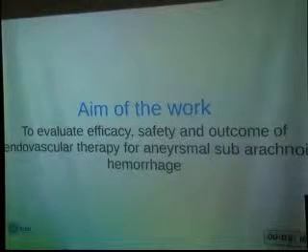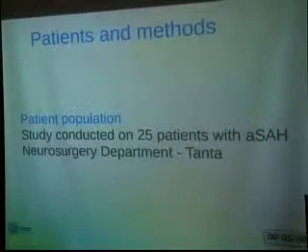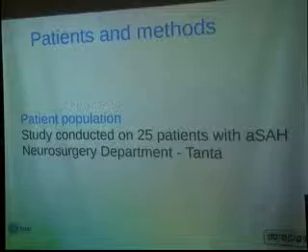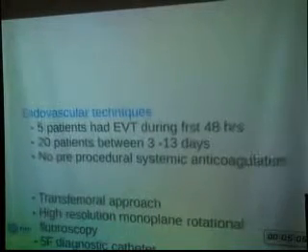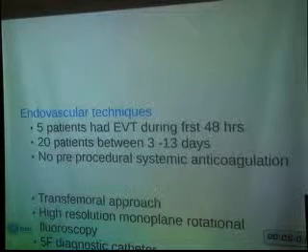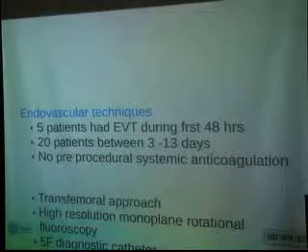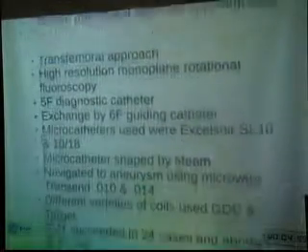The aim of our work was to evaluate the efficacy, safety, and outcome of endovascular therapy for aneurysmal subarachnoid hemorrhage. The study was conducted on 25 patients with aneurysmal subarachnoid hemorrhage at the Neurosurgery Department, Tanta University. Five patients had endovascular therapy during the first 48 hours, and 20 patients between 3 to 13 days. There were no pre-procedural systemic anticoagulants.